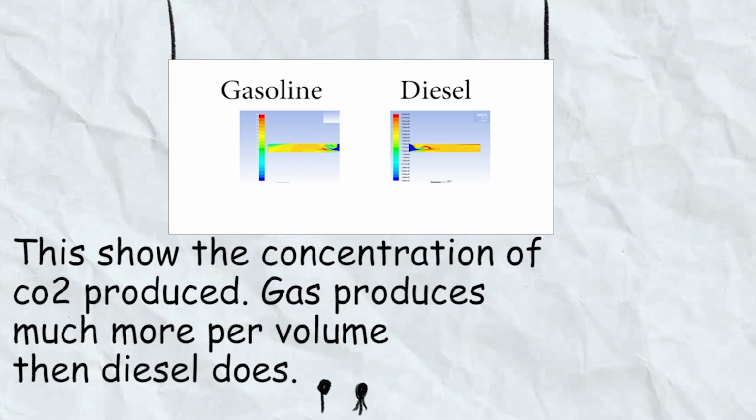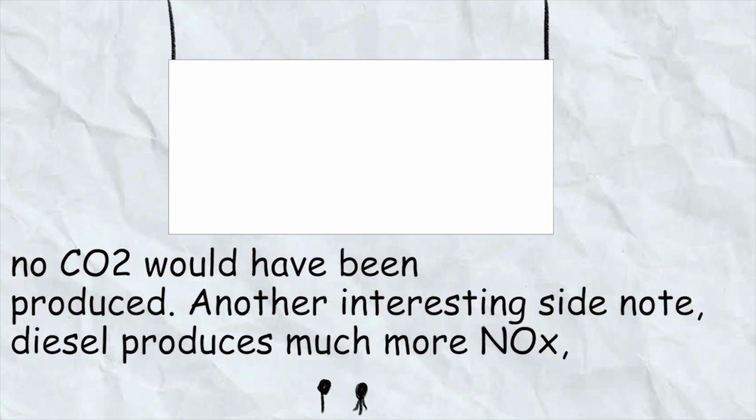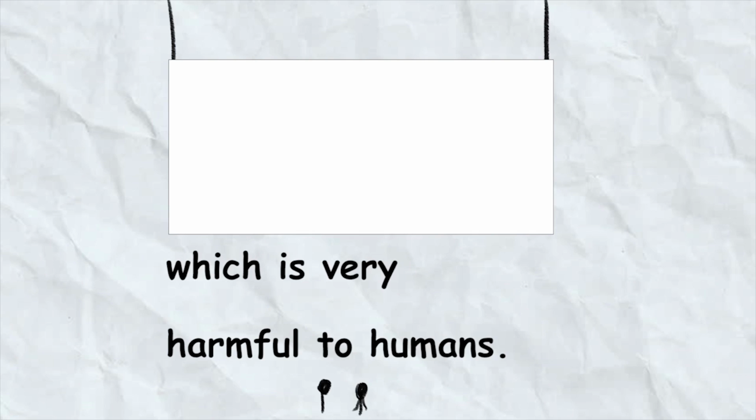This shows the concentration of CO2 produced. Gas produces much more per volume than diesel does. This is why Europe prefers diesel over gas. CO2 is very harmful to our atmosphere, and if the diesel simulation was 100% accurate, no CO2 would have been produced. Another interesting side note, diesel produces much more nitrous oxide, which is very harmful to humans.